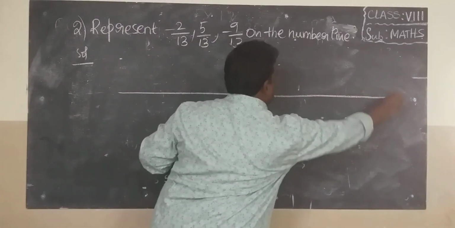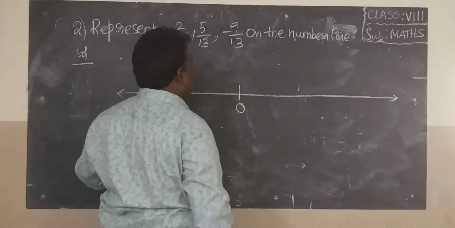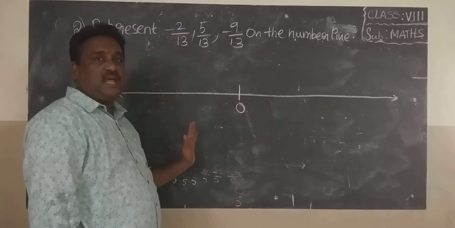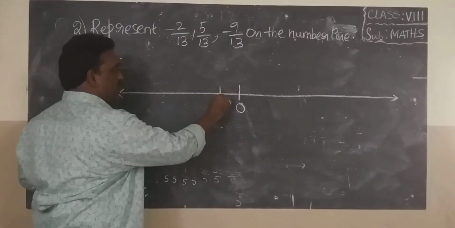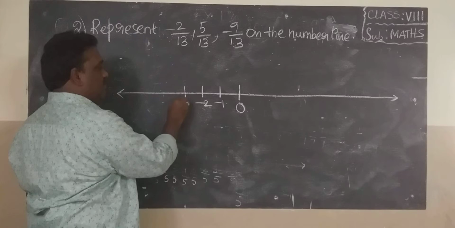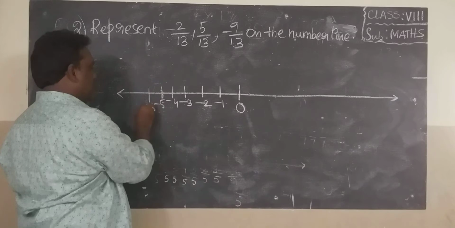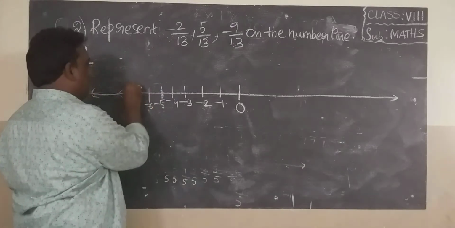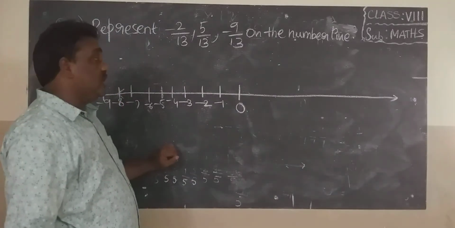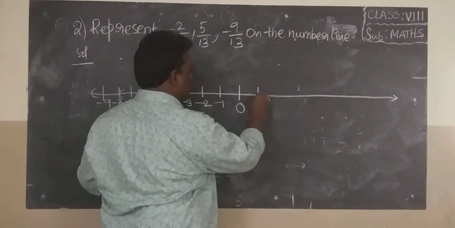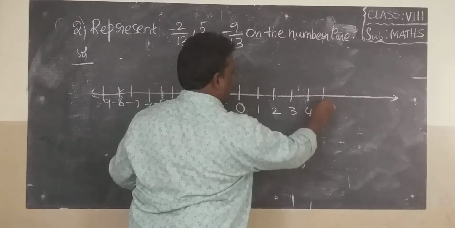So draw a very big number line. The middle number should be 0. Let us take the left part till minus 9. So it is minus 1, minus 2, minus 3, minus 4, minus 5, minus 6, then minus 7, minus 8, minus 9. On the right side, till 5 is enough. So it is 1, 2, 3, 4, 5.